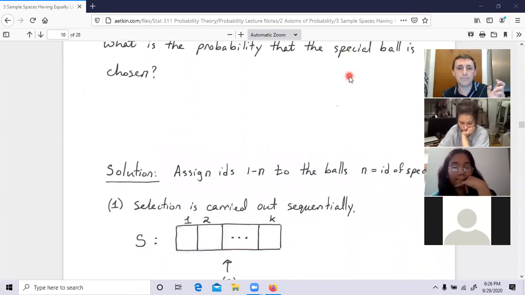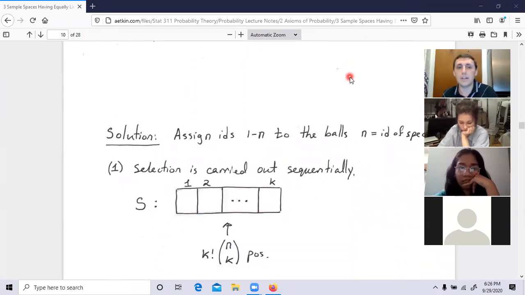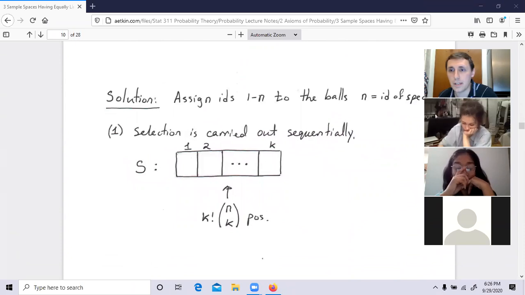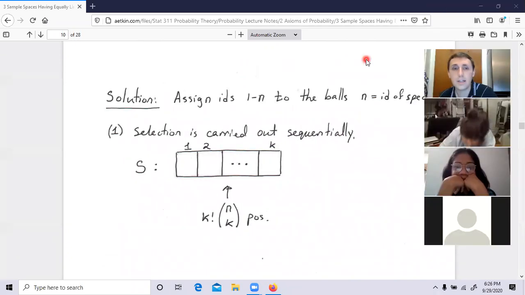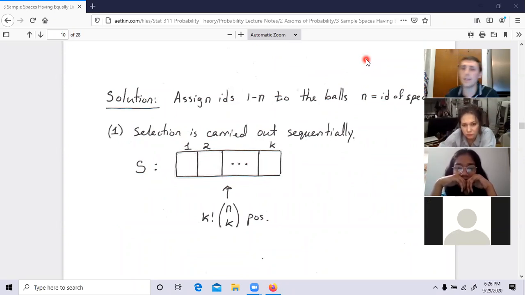What do you say? Okay, so here I'll do it through several assumptions, and then hopefully you will understand what I mean by picking the appropriate sample space. First of all, I will assign IDs, ID 1 through N, and N will be the ID for the special ball. Make sense? So the last ball, which you can imagine is gold, and all the others are black, is N. It has the number N on it.